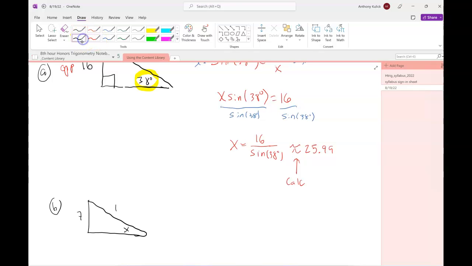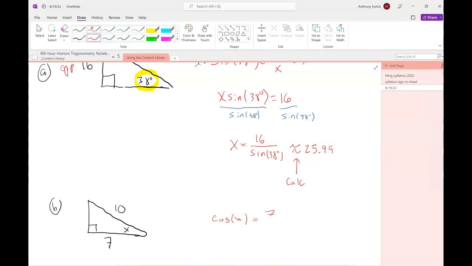Make that a little neater, I suppose. Actually, let's put the 7 here. I'm not trying to trick anybody, so let's put the right triangle symbol on there. I made my point earlier. Cosine. Okay, so how am I going to set this up? So, cosine of x is 7 over 10.